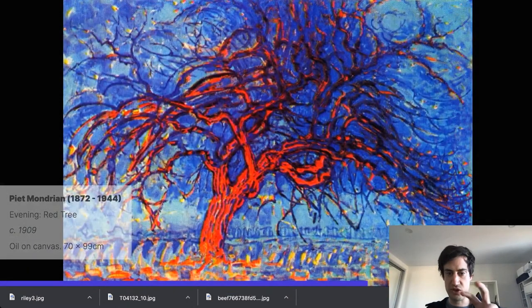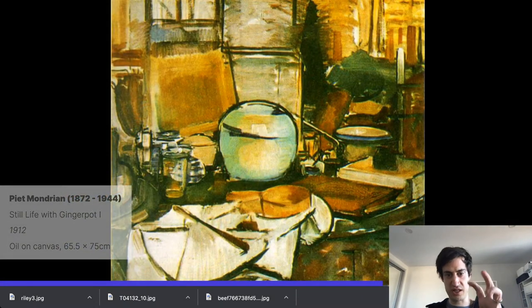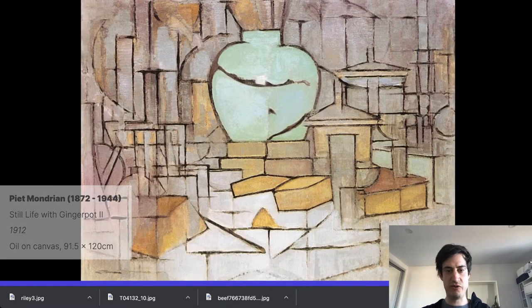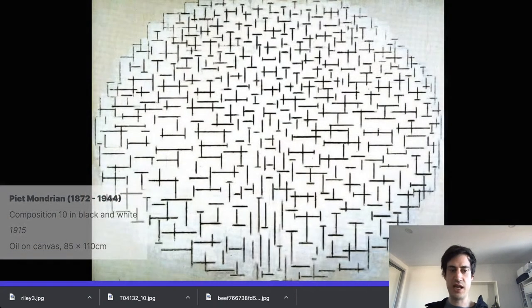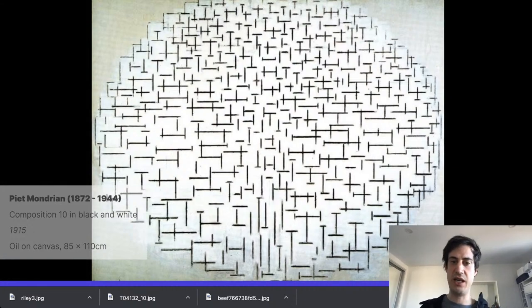We've started with this tree that looks very tree-like. We've gone to this that's starting to become circles and rectangles and lines. And it's still called Still Life with Ginger Pot, but now he's abstracting this into sort of more base forms until he gets to this Composition 10 in Black and White, which is a pier on a river. And he's trying to convey the visual sense of water sparkling on a river. And he's doing this by creating very particular intersections of lines that meet together, but then because of how they're dispersed, it forces us to look around the rectangle.